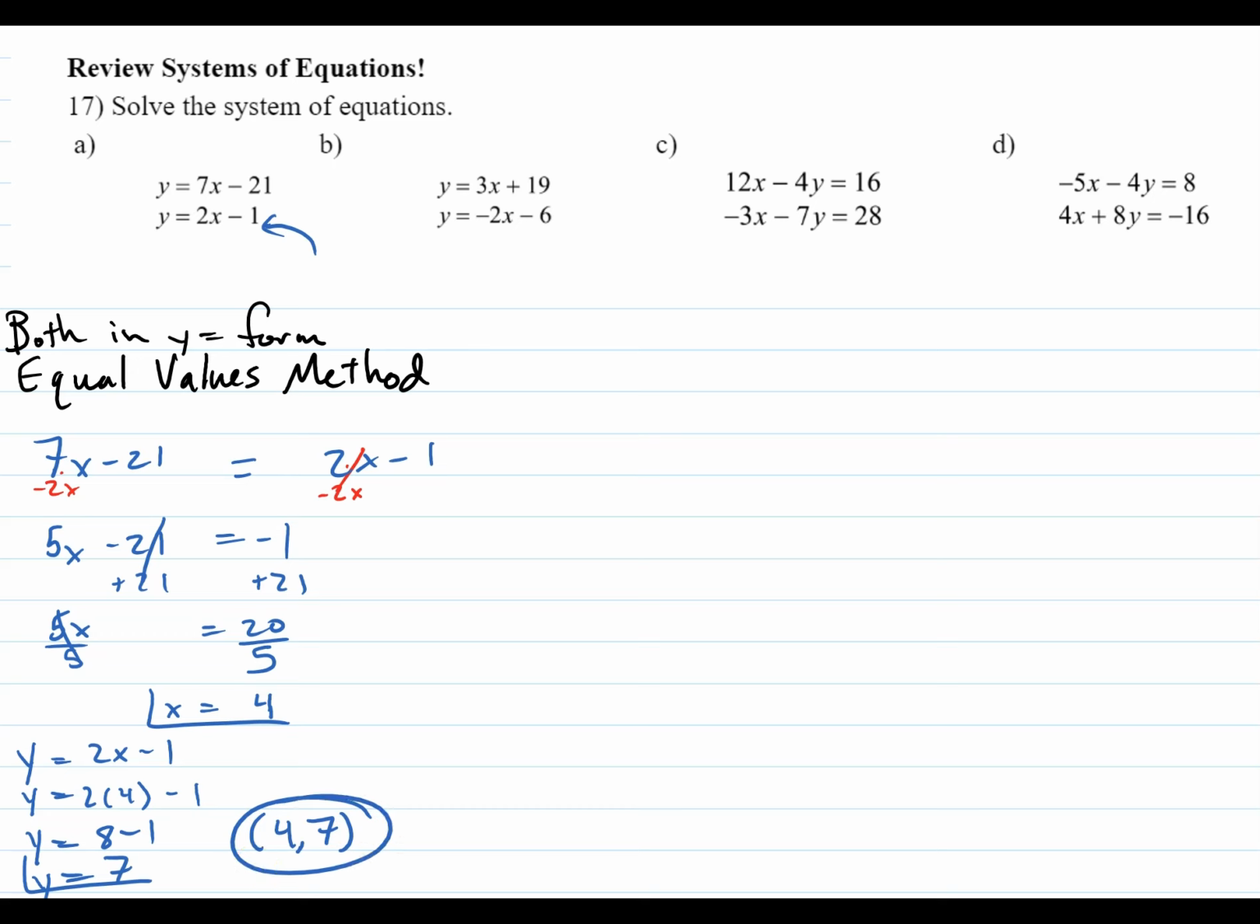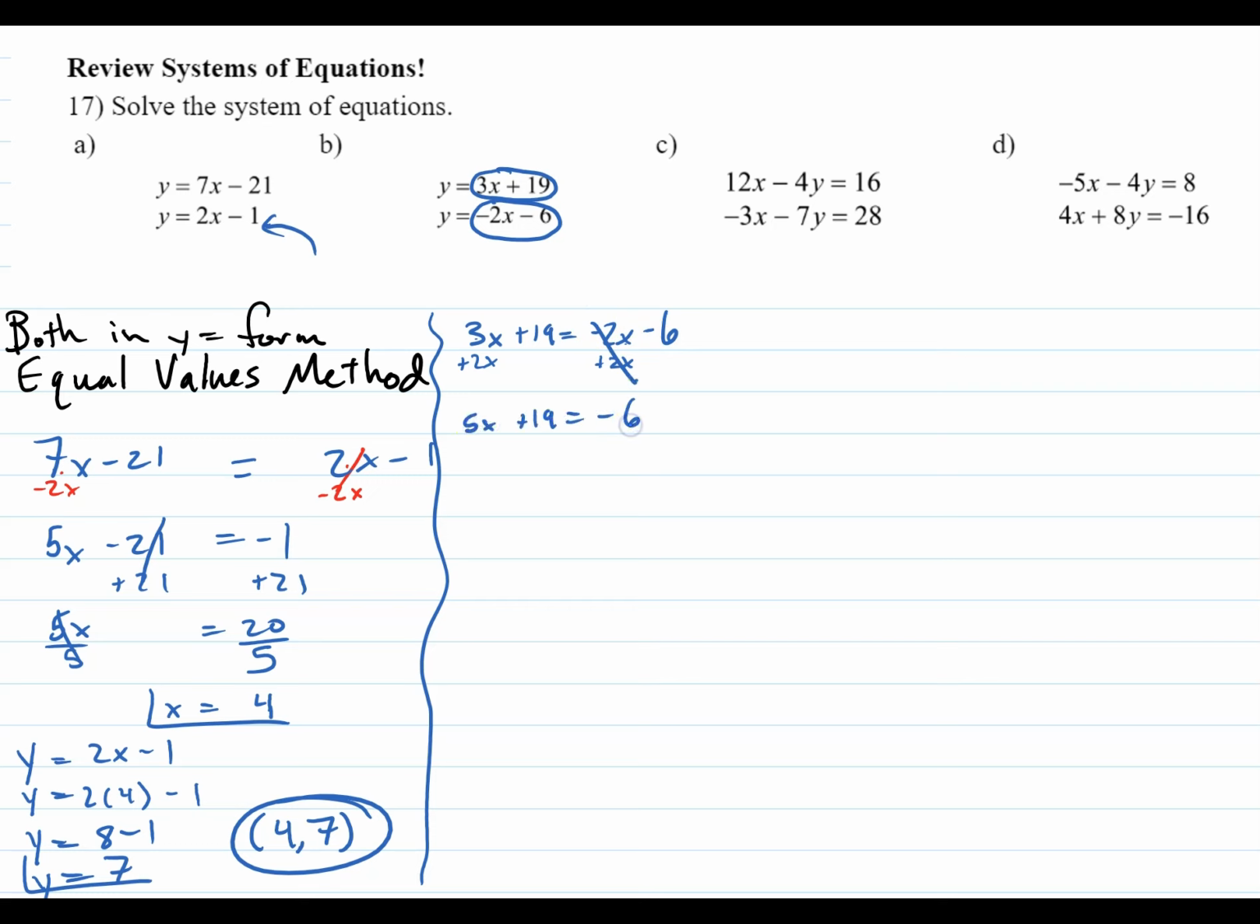Part B. It's the same, both are in y equals form, so equal values method. y equals 3x plus 19, y equals negative 2x minus 6. So what I'm going to do is set the two equations equal to each other, or in other words, put an equal sign in the middle. Okay, then I look for the smaller of the two x terms, which is negative 2x. Let's move that to the other side. I can move that to the other side by adding 2x to each side of the equation. It becomes 5x plus 19 equals negative 6.